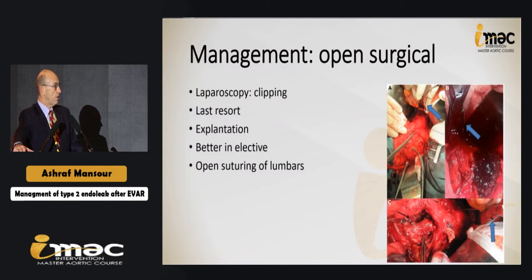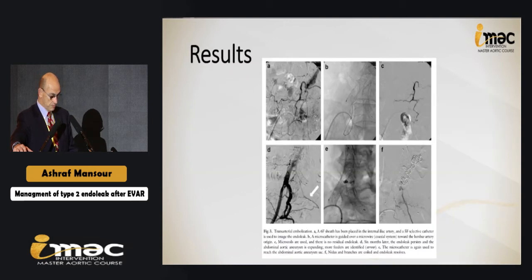Of course, if all these endovascular techniques fail, then you're left with the dilemma of what to do if the sac continues to expand. I think some have advocated doing laparoscopy and clipping of the lumbars. I think that open excision of the graft should be left as a last resort. And obviously, if you're planning to do this, it should be done electively, as the results are much better.